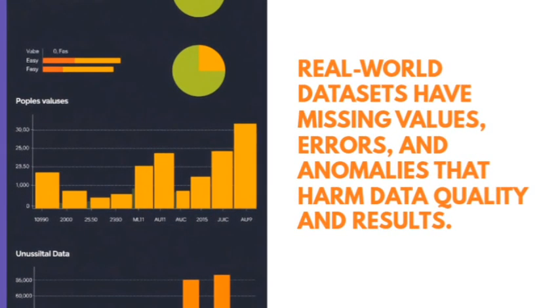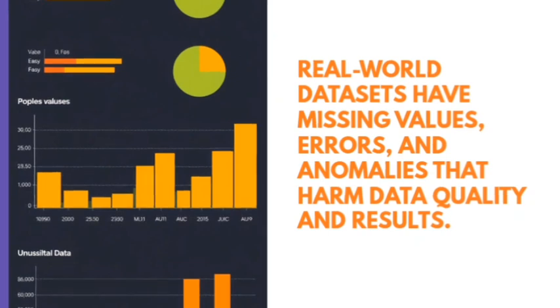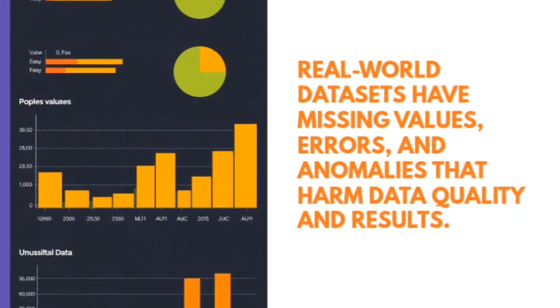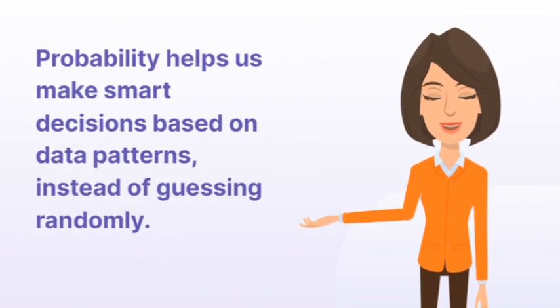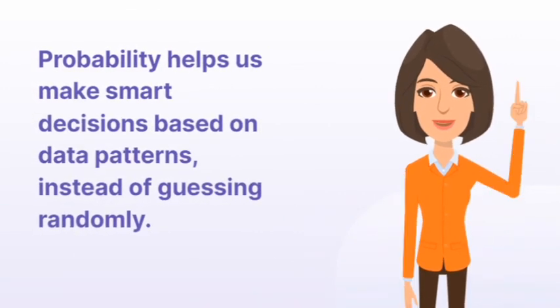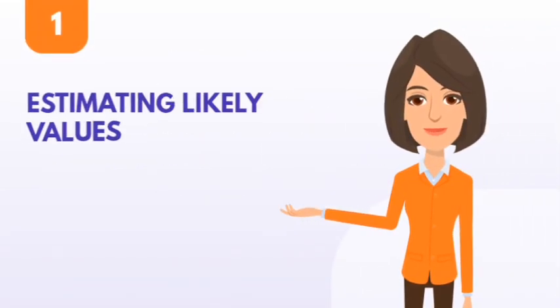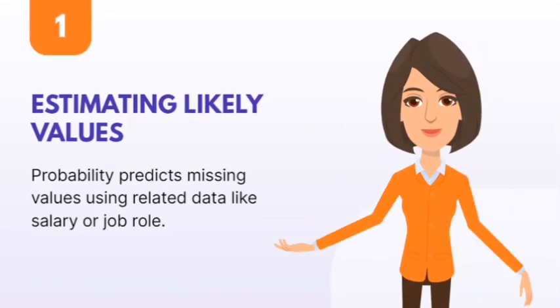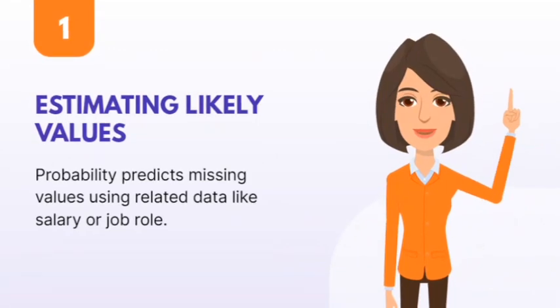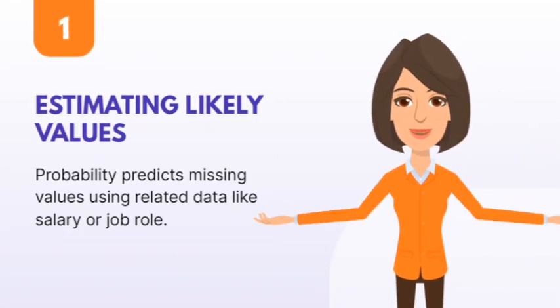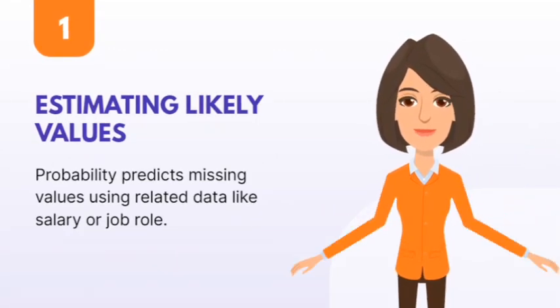Real-world datasets have missing values, errors, and anomalies that harm data quality and results. Probability helps us make smart decisions based on data patterns instead of guessing randomly. 1. Estimating likely values. Probability predicts missing values using related data like salary or job role.